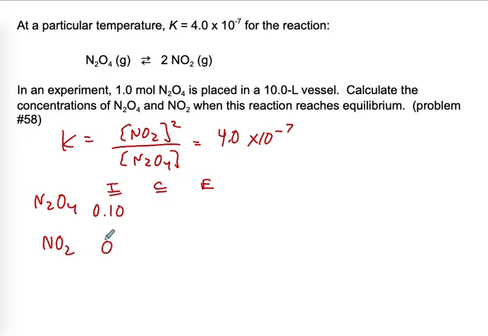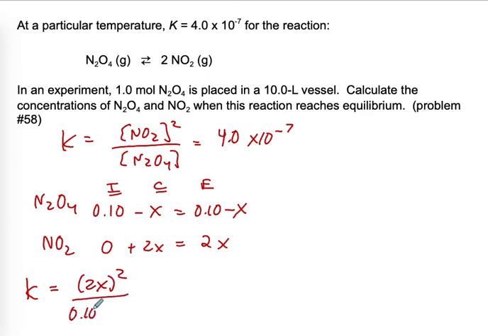We don't need to calculate Q because we know if the initial concentration of NO2 is 0, it has to shift in the forward direction in order to achieve equilibrium. So I'll call my decrease in concentration of N2O4 minus x, my increase in concentration of NO2 plus 2x. So my equilibrium expressions are 0.10 minus x and 2x. I will plug these into the K expression. K is equal to (2x) squared over 0.10 minus x equals 4.0 times 10 to the negative 7th.